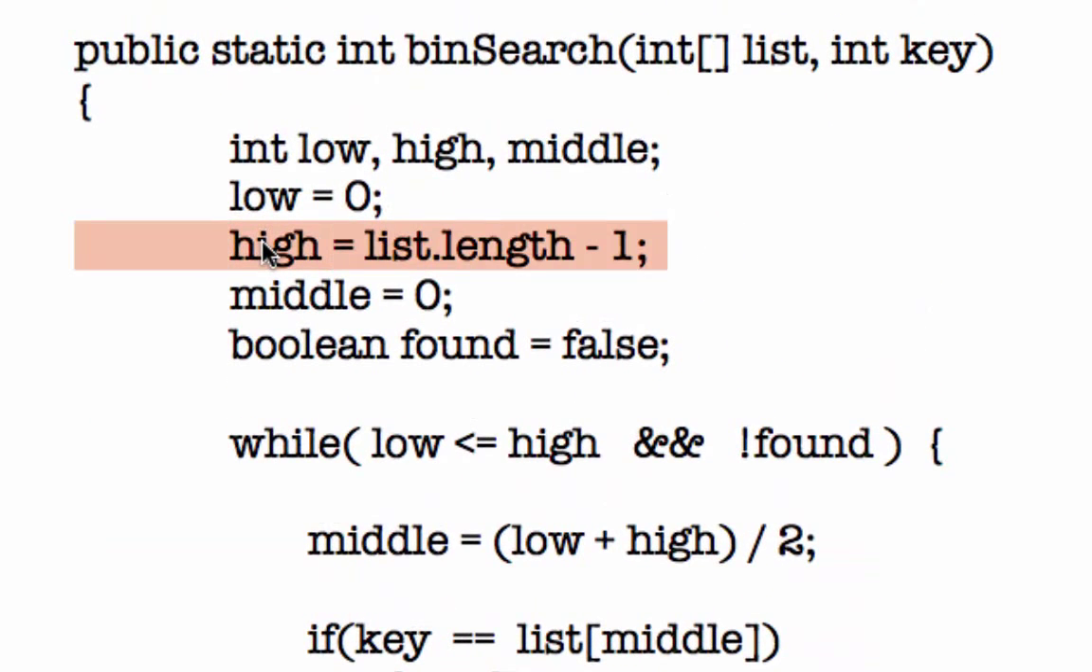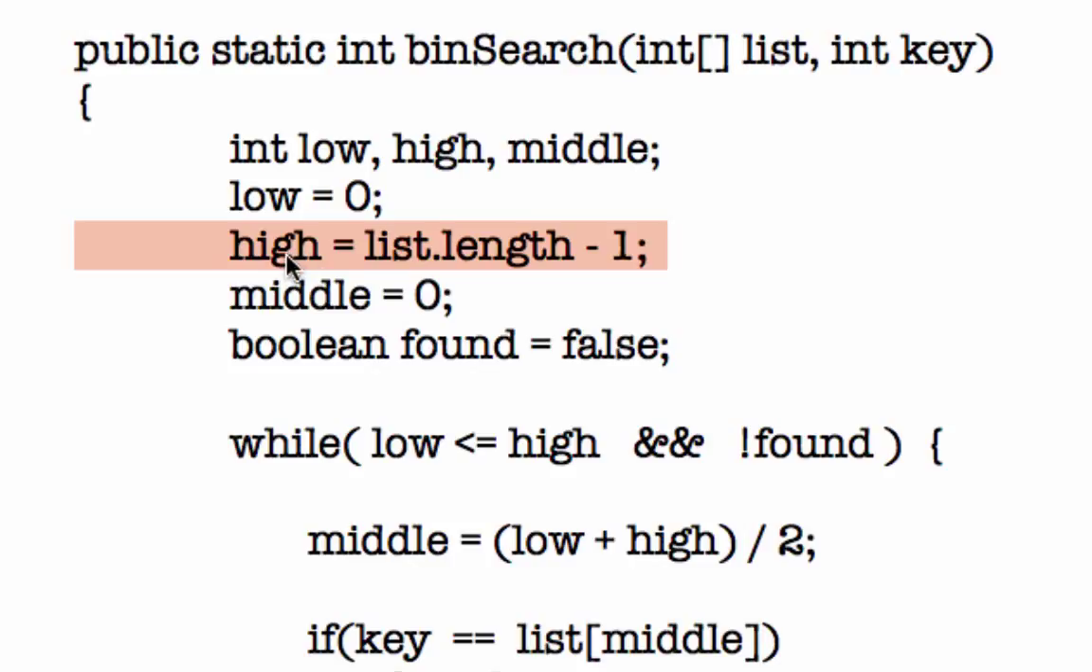Remember, we start high, assigning to high the value of the rightmost position, the last element. Now I know that the values between the middle and the last element are not likely to contain the value that I'm looking for. Therefore, I can discard, I can ignore all the values in my collection between the middle element and the last. So in order to do that in my code, what I need to do is to readjust the value of high.